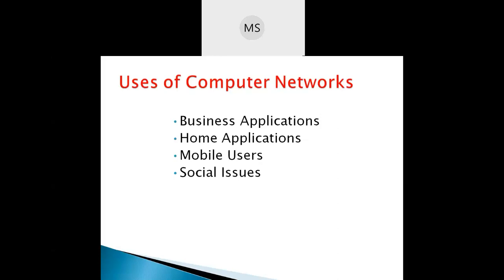Mobile users doesn't mean mobile phones only. Any computer or electronic gadget which can be connected to the internet without any wire and can be moved is a mobile user. That means any device which can be taken from one location to another is a mobile user. Along with the advantages of computer networks, we also have some disadvantages, so we have some social issues with computer networks. Now let's discuss in detail these applications of computer networks.